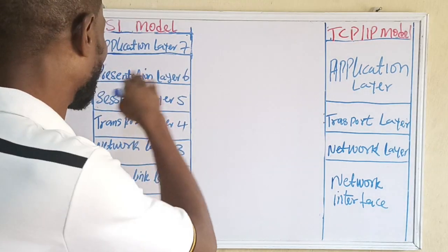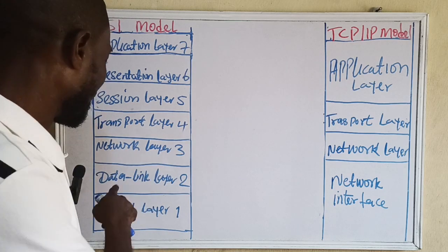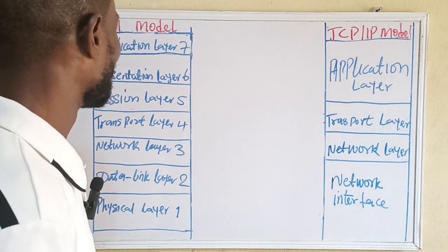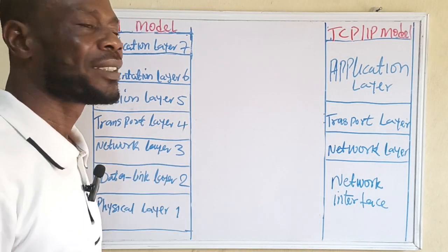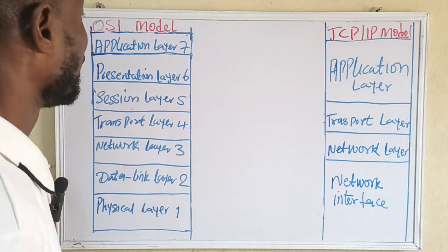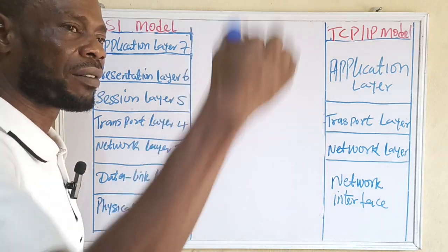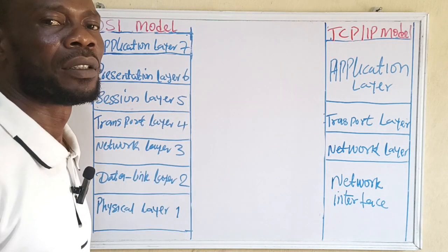Application layer, presentation layer, session layer, transport layer, network layer, data link layer, physical layer, which is layer one. So now as a student, you need to familiarize yourself with this because Cisco asks you to arrange the OSI reference model in order.